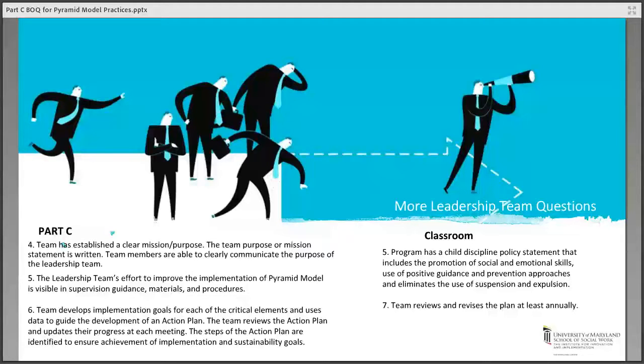And for some reason, the classroom one talks about team reviews and revises the plan at least annually. That doesn't exist in Part C, although I think it's implied that you're revisiting it periodically, annually at a minimum.